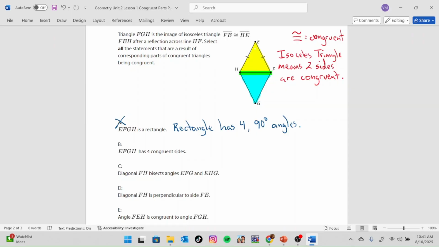Option B, EFGH has four congruent sides. Well, we know because of these little indicators right here, these little single lines, those two lines are congruent. Because we created the bottom triangle by reflecting the top triangle over the middle line HF, that means these two sides on the bottom, because these are congruent shapes, the corresponding sides are also congruent. So that means we have 1, 2, 3, 4 congruent sides. So B is correct.